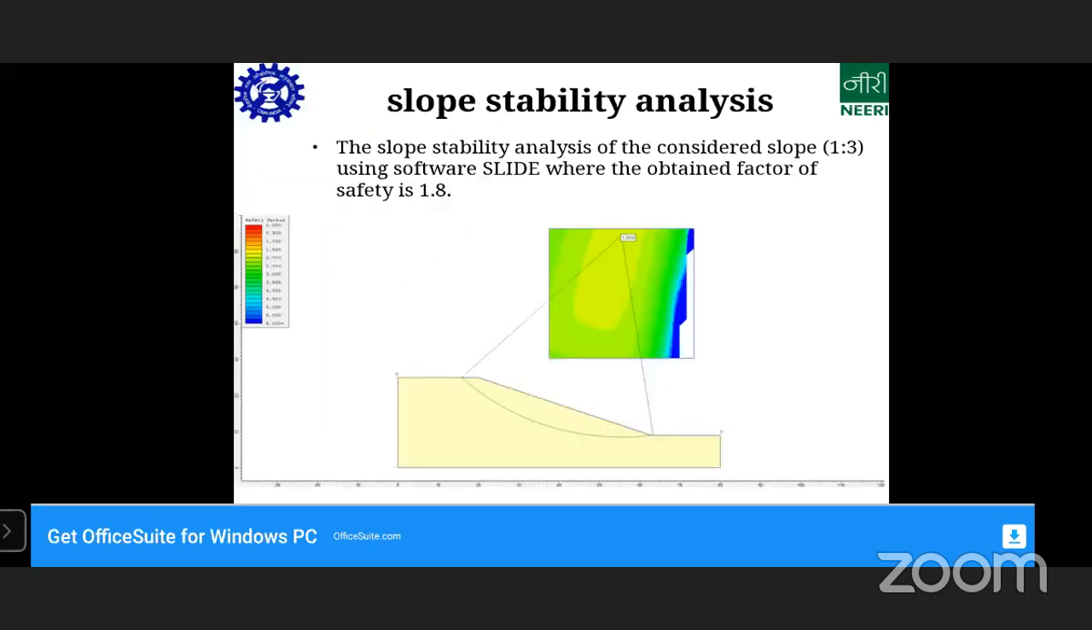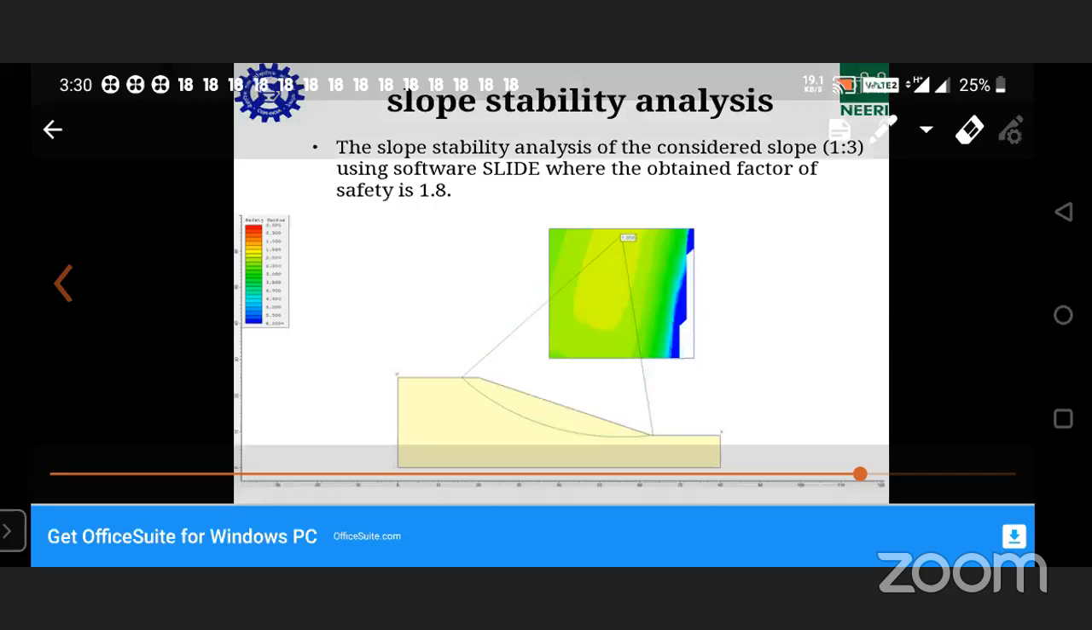This is the stability analysis. You can see the portion where above the ground there is a rise, and the factor of safety is showing in the green zone. The factor of safety is around 1.8. Anything above 1.5 is considered safe.